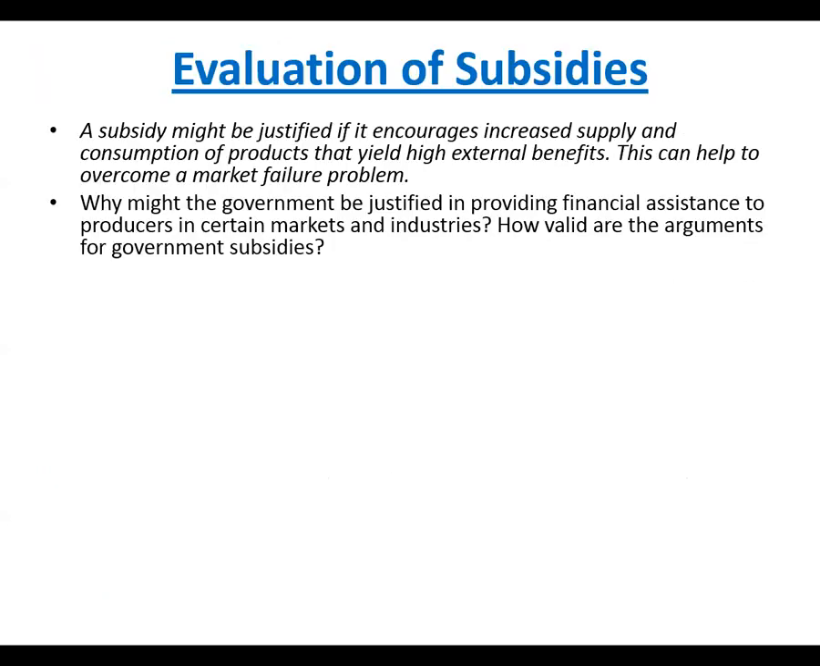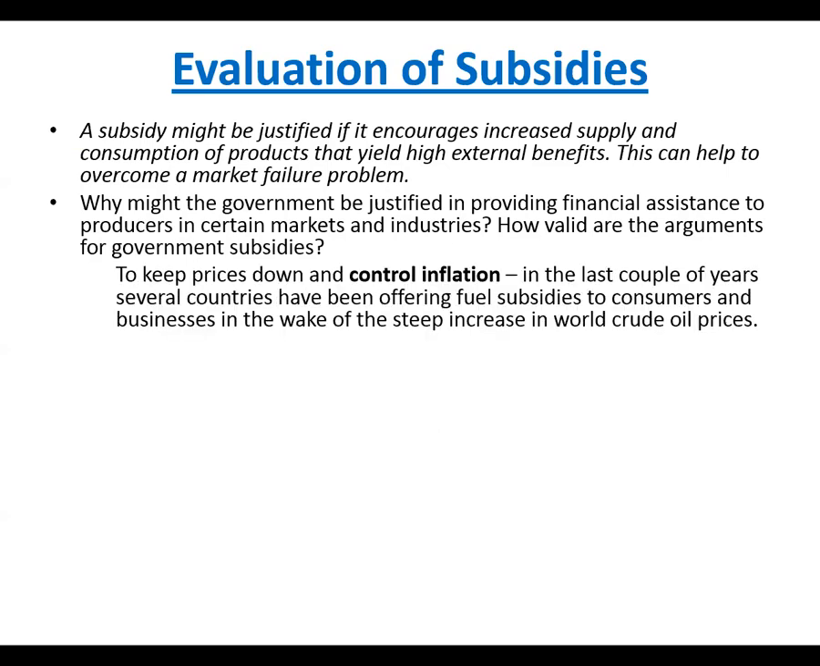Some evaluation points then finally on subsidies. A subsidy might be justified if it encourages increased supply and consumption of products that yield high external benefits. These are goods that produce high positive externalities of consumption. This can help to overcome a market failure problem. Why might the government be justified in providing financial assistance to producers in certain markets and industries? How valid are those arguments?